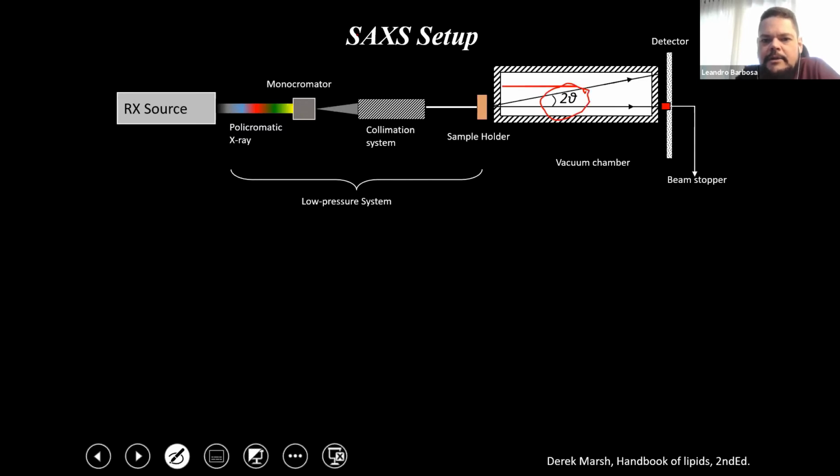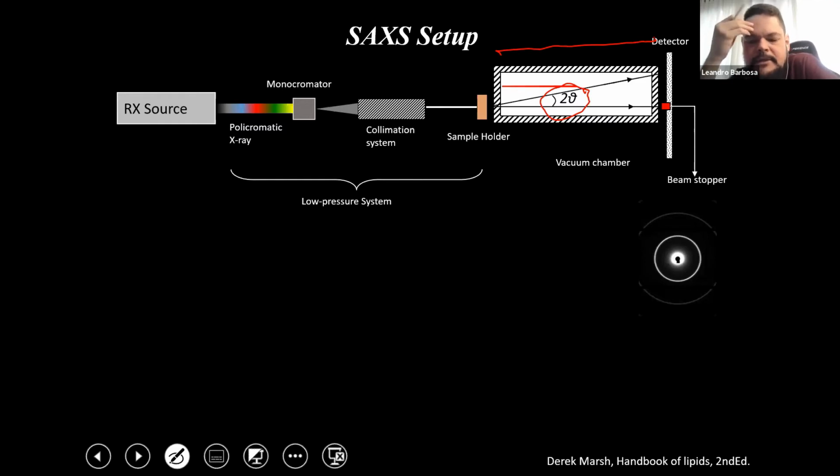Since we have a quite large distance from the sample to the detector, this angle will be small. This is the reason that we have small angle X-ray scattering. We are seeing the scattering of X-rays at a kind of long distance from the sample, and this is the reason that we have small angle in the name of the technique. After that, when you take a look at the detector, of course, this depends a lot on what kind of sample you have here.